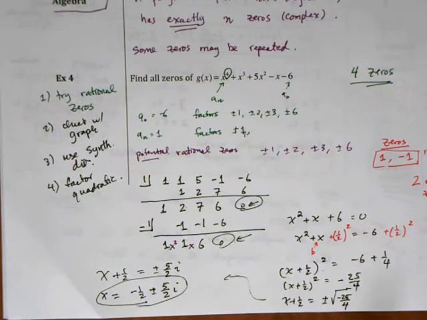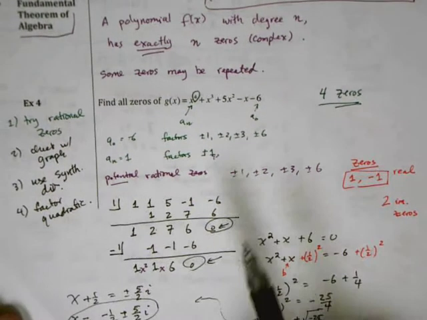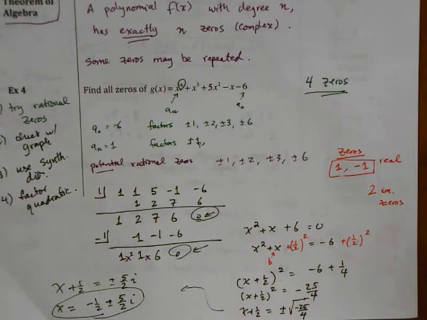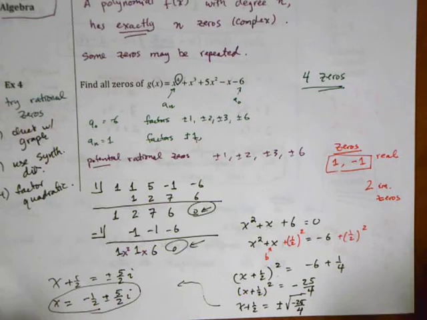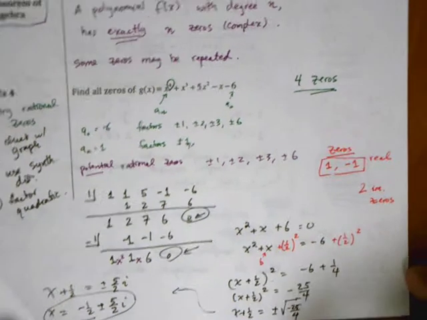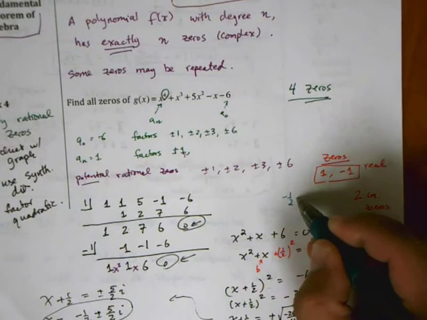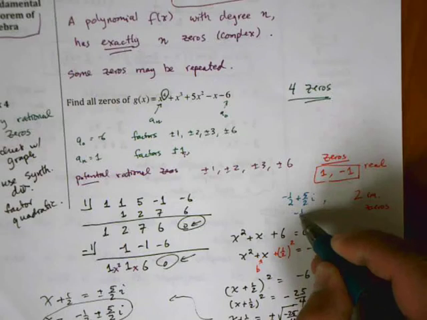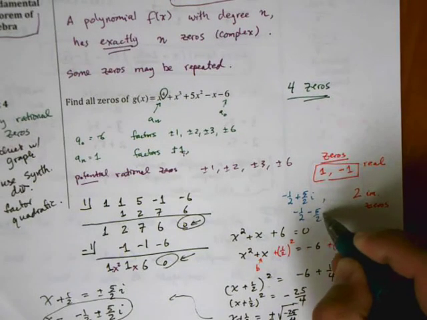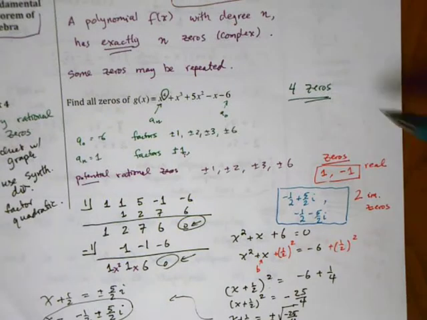Now I did this mainly just for fun, but you don't really have to use completing the square. You can do this using the quadratic formula, using whatever other methods. But remember, you can't do this with graphing. It's going to have to be quadratic formula, or it's going to have to be completing the square. So the other two imaginary zeros are negative 1/2 plus 5/2 i, and negative 1/2 minus 5/2 i. And there you have it, 4 zeros.